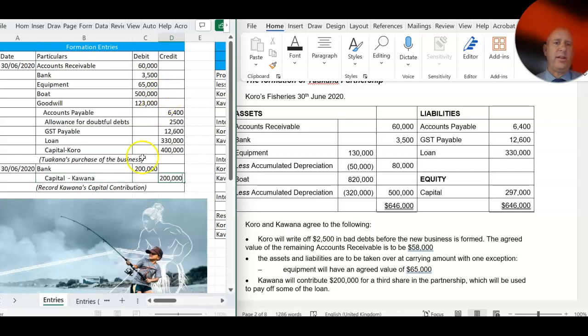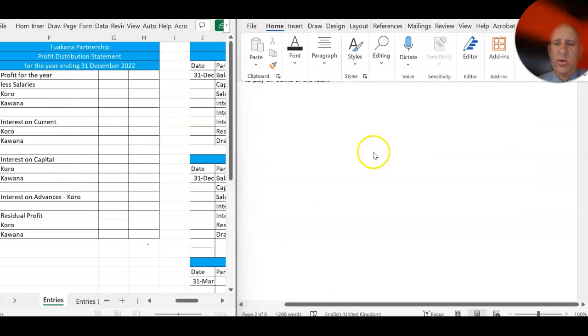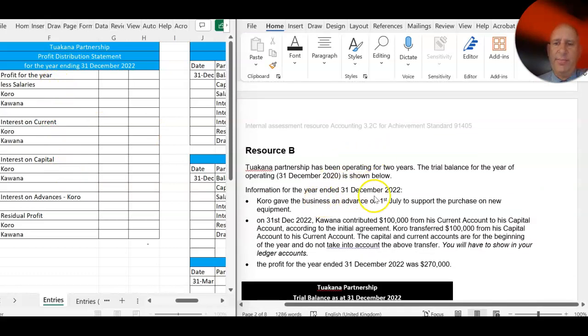Right, that's the end of the formation entries. If you just scroll across, you'll see the profit distribution entries. I've already put these in. They won't be there in the assessment for you, but I just want to show you how it works. So we're going to scroll down. Note that this one's a year and a bit later. So we're looking at the year end 31st of December 2022. Partnership was formed in 2020.